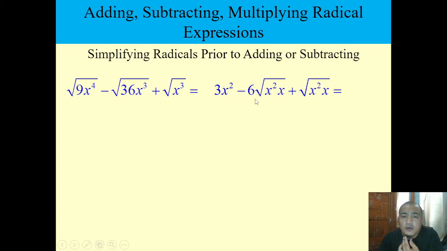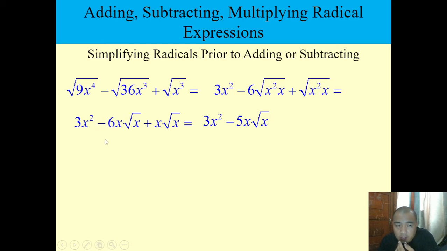For 9x to the 4th, we have 3x squared. For this, we have 6 square root of x squared times x. For x cubed, square root of x squared x. So we have 3x squared minus 6x times square root of x plus x square root of x. So the answer is, okay, we can just add this because they are like radicals. So negative 6x plus x, negative 5x square root of x.